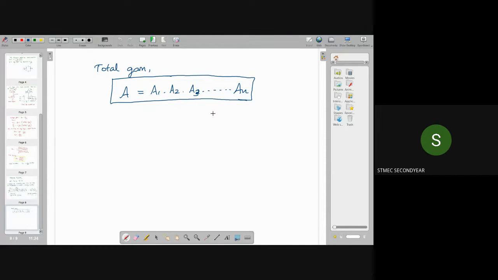That is, overall gain is equal to the product of the gains of individual amplifier stages. So overall gain can be improved. And what will happen to the bandwidth? Bandwidth means you just recall the frequency response curve of an amplifier. Here we are plotting gain in dB and here log f, that is the frequency response curve.